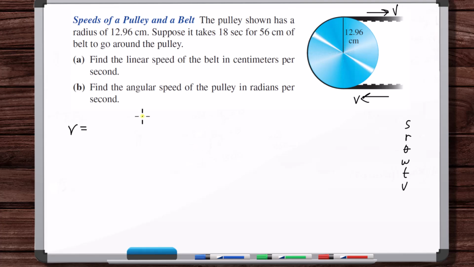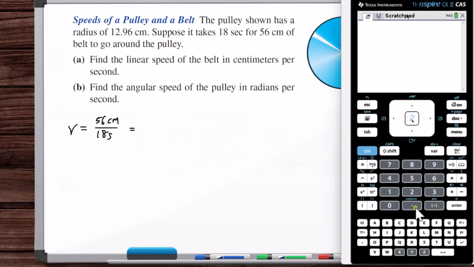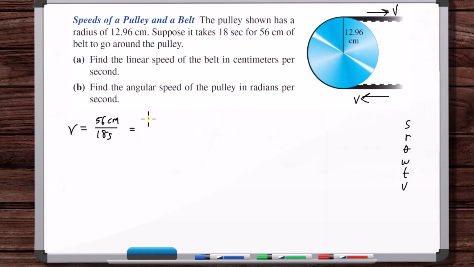Okay, so the v here, it takes 18 seconds for the outer diameter here to move 56 centimeters. That's how fast the outer diameter is moving in terms of just traditional speed. So 56 divided by 18, 28 ninths. This is in centimeters per second.